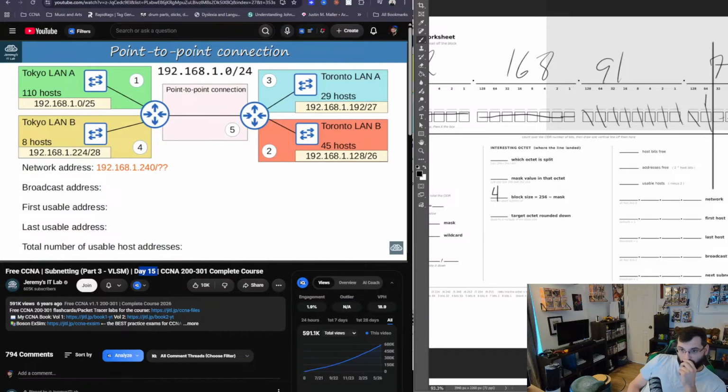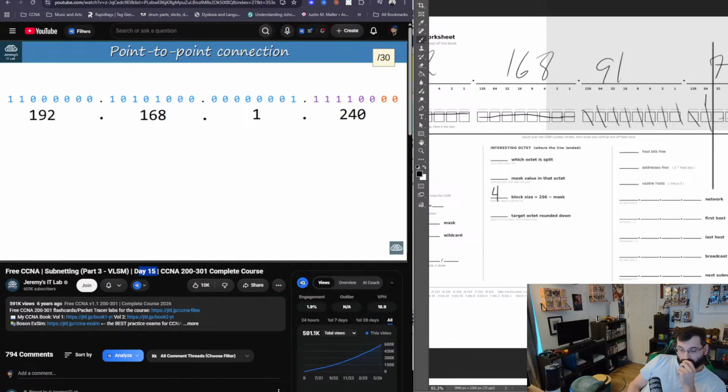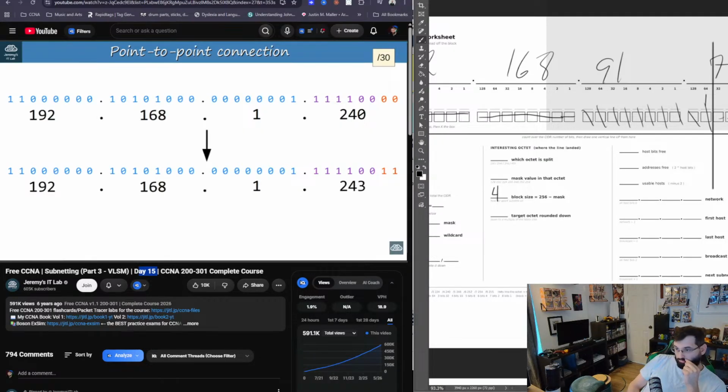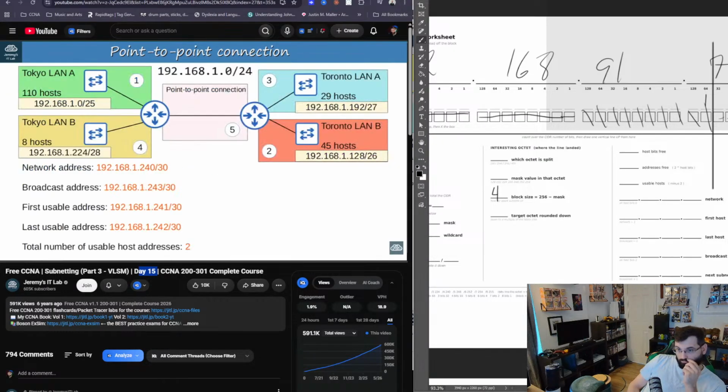Okay, let's check. /30. So, a /30 prefix length allows for two hosts. 192.168.1.240 is the network address, and 192.168.1.243 is the broadcast address. So, here are the answers for the point-to-point connections. There are only two usable host addresses, one for the Tokyo router and one for the Toronto router.